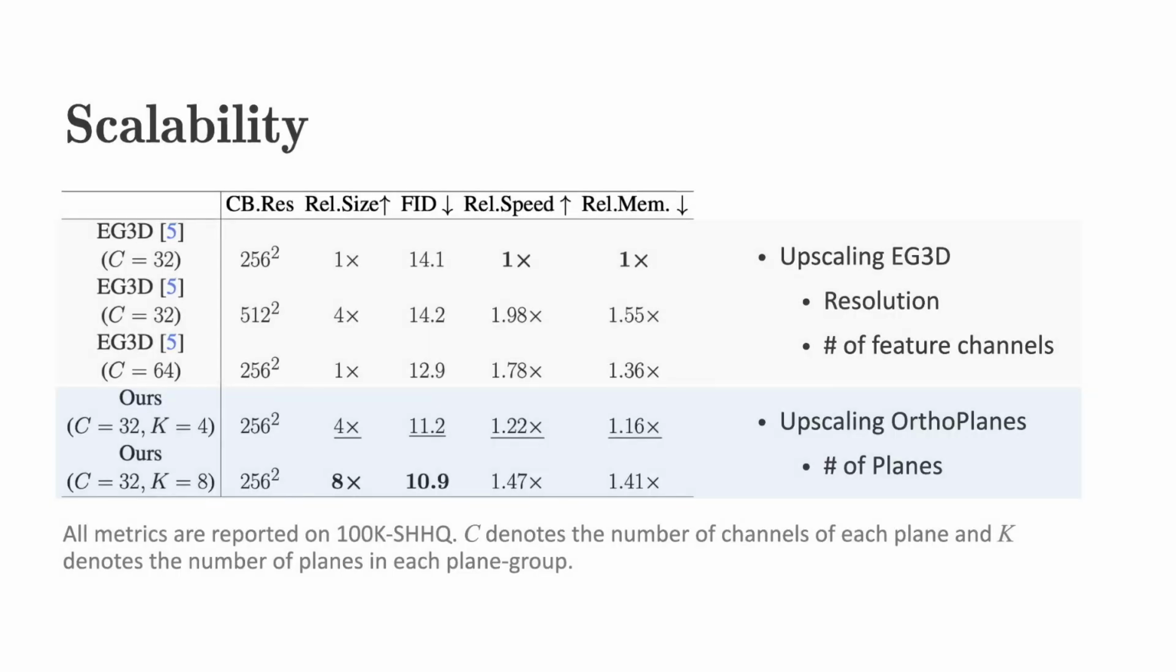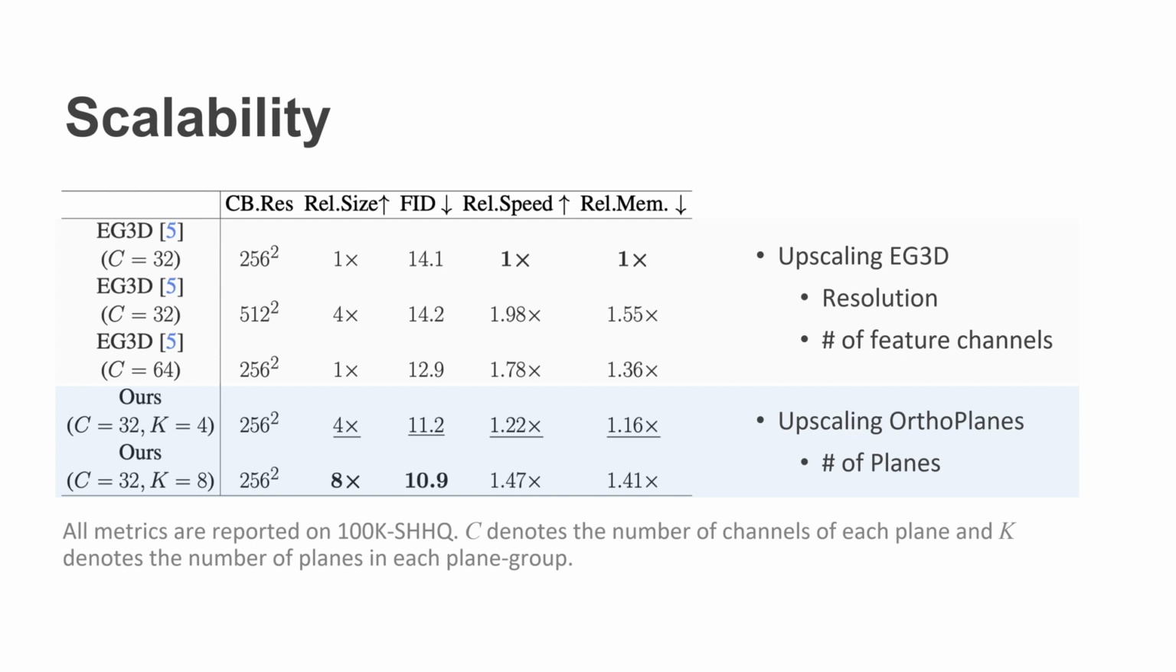One might wonder how OrthoPlanes compares to, e.g., EG3D with larger resolution or number of feature channels. We test different upscaling methods and find that our method benefits the most from adding more feature planes, with relatively small computation cost compared to upscaling, e.g., EG3D.